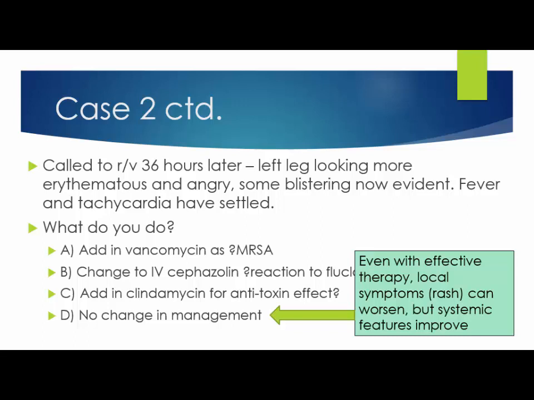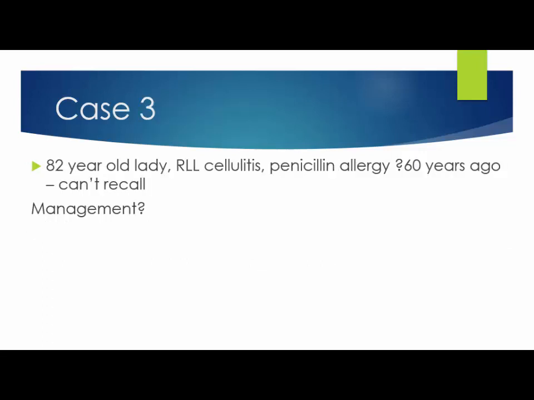The blistering and that classical progression of the erythema looking worse is very commonly seen in streptococcal cellulitis and isn't an actual sign of treatment failure or any need to change or broaden. Does blistering make it staph? No, blistering is characteristic of strep cellulitis. So local symptoms can worsen, but systemic symptoms improve. So sit tight. Don't worry about it too much unless they're actually deteriorating in other ways.